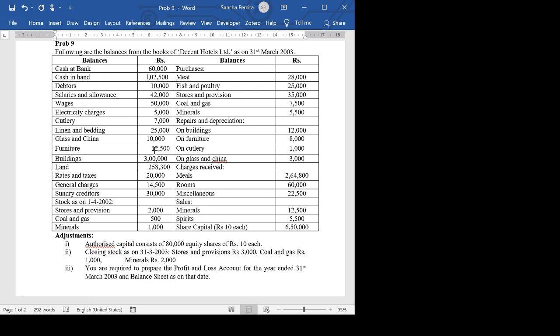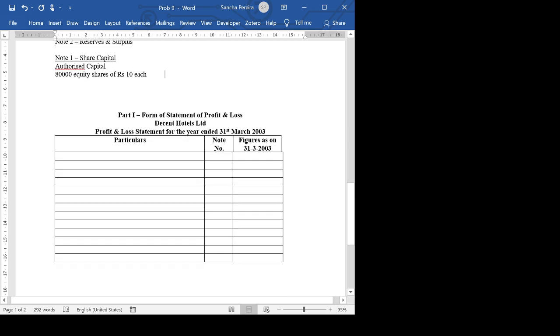Then we come to current liabilities. The first thing is short-term borrowings. Again, we don't have anything under short-term borrowings here. It was all in the next problem. Then we have trade payables. Now, do we have creditors here? Yes, we have sundry creditors here. So I'm going to prepare a note for that, for trade payables.